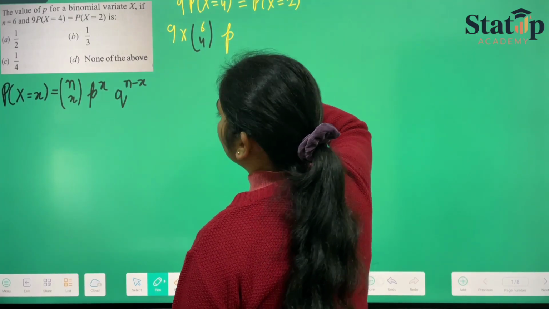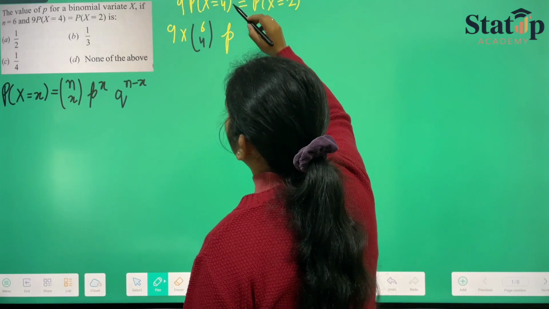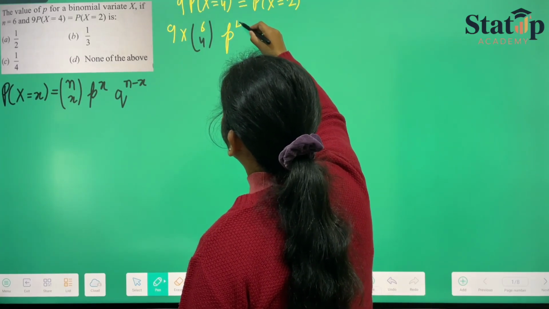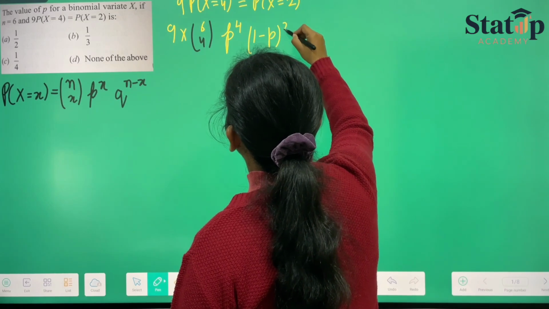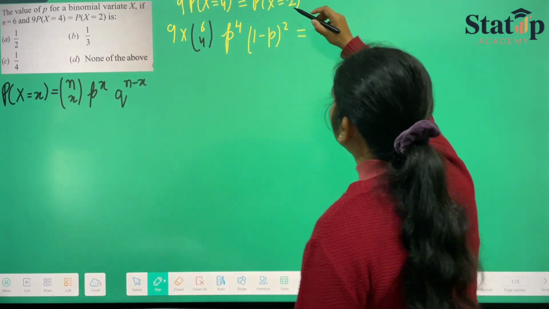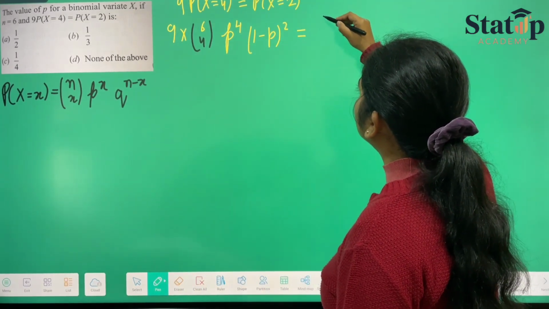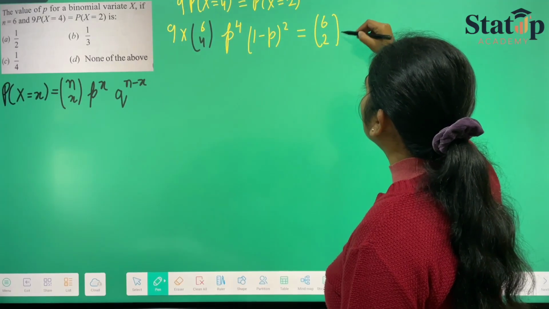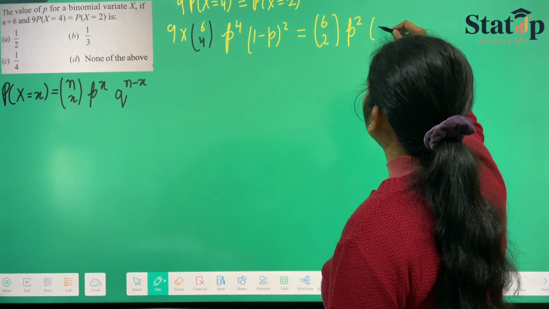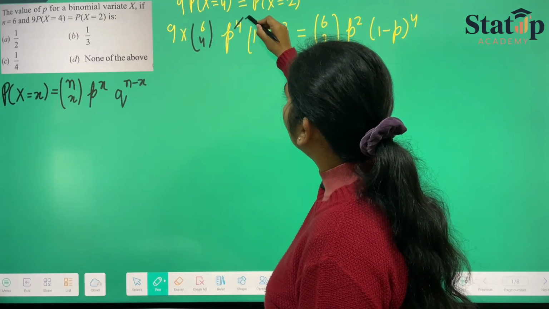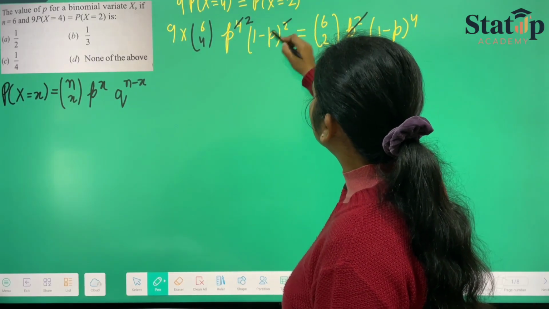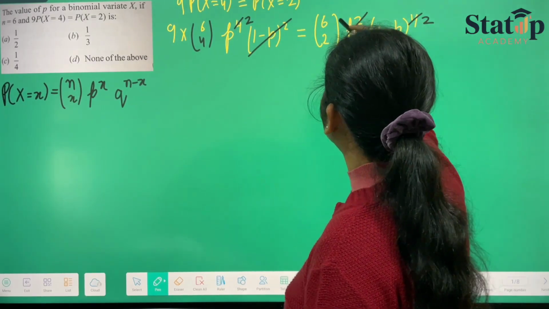P has not been given, so we are taking P only. P raised to the power 4x and 1 minus P raised to the power 6 minus 4, which is 2, is equals to 6C2 P raised to the power 2, 1 minus P raised to the power 4. Now here this 4 and this 2 get cancelled, this 2 and this 4 gets cancelled.